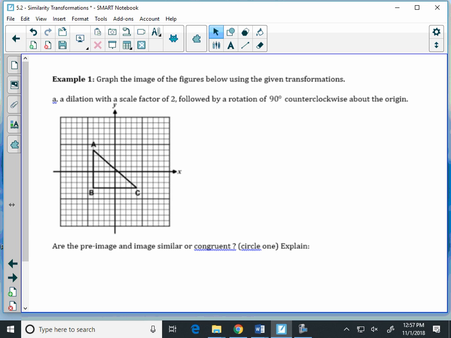Just like we did last unit, we can combine multiple transformations in one problem. So now we're going to do multiple transformations with a dilation. In this first example, we are going to graph the image of this triangle using a dilation with a scale factor of 2, followed by a rotation of 90 degrees counterclockwise. Whenever we do a dilation, we'll go ahead and write down those vertices.